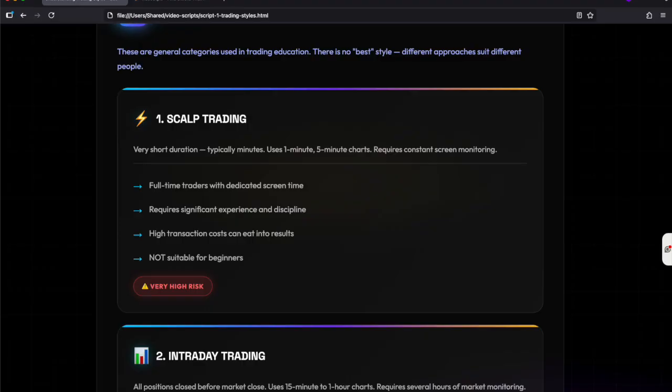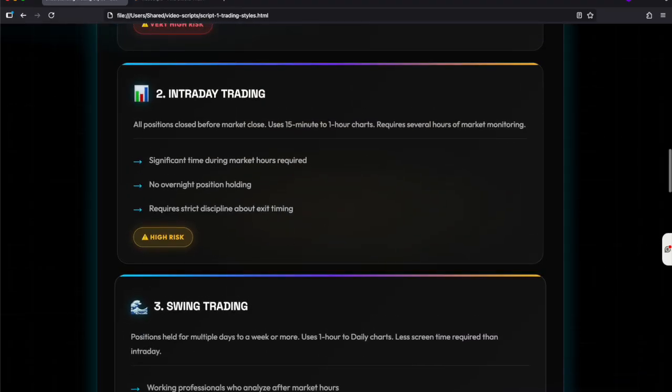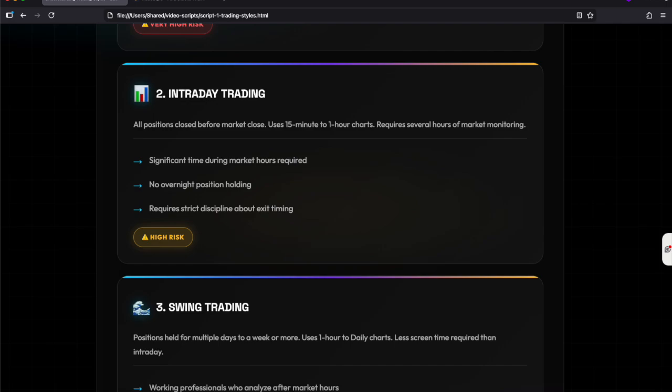High transaction costs can eat into the results, and it is not suitable for beginners according to most trading educators. Now the next one is intraday trading. Here all positions are closed before the market close. It uses shorter time frames, typically 15 minute to 1 hour charts, and requires several hours of market monitoring.